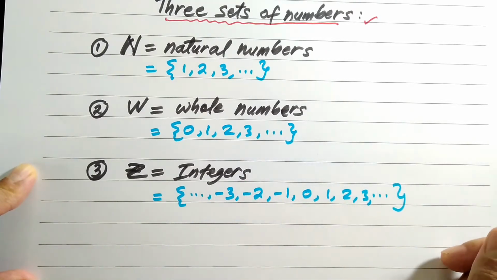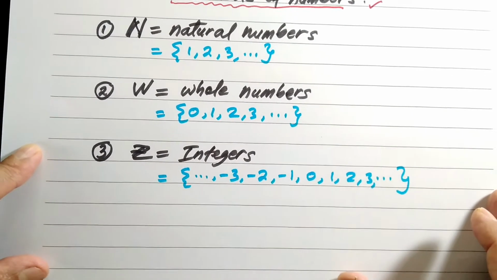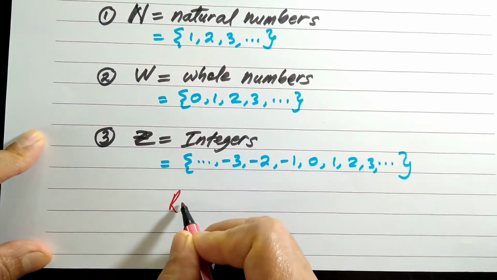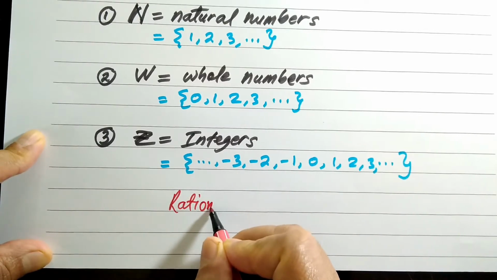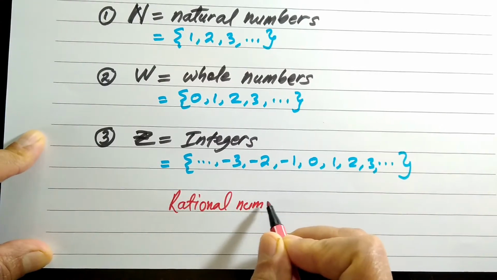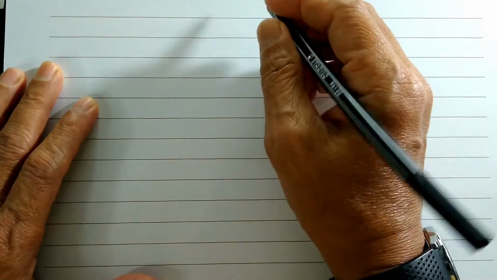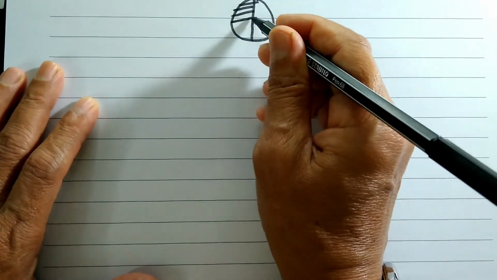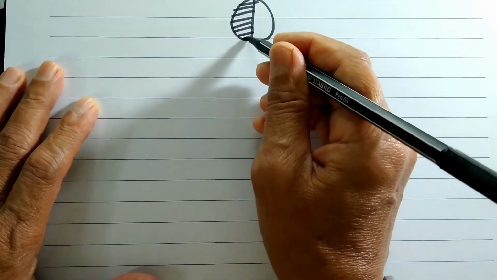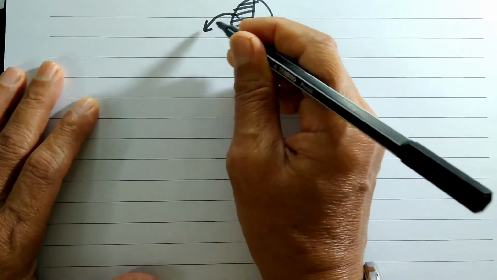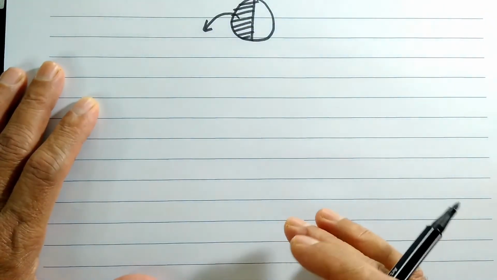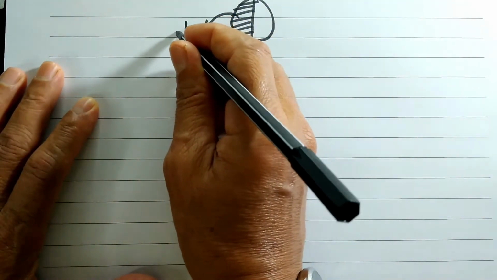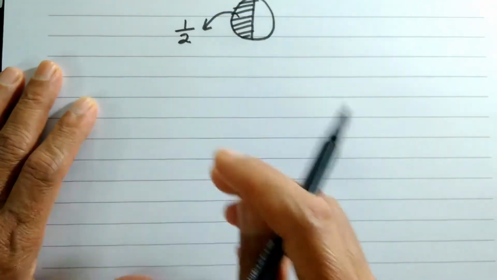For today's video, we are going to discuss one more set of numbers that we call rational numbers. Now suppose that I have an object like this, and I want to divide it into two equal parts. Then I am going to shade one of them, for example, this area on the left. And I want to write this part as a number. It must be equal to 1/2, that is one part from two parts.